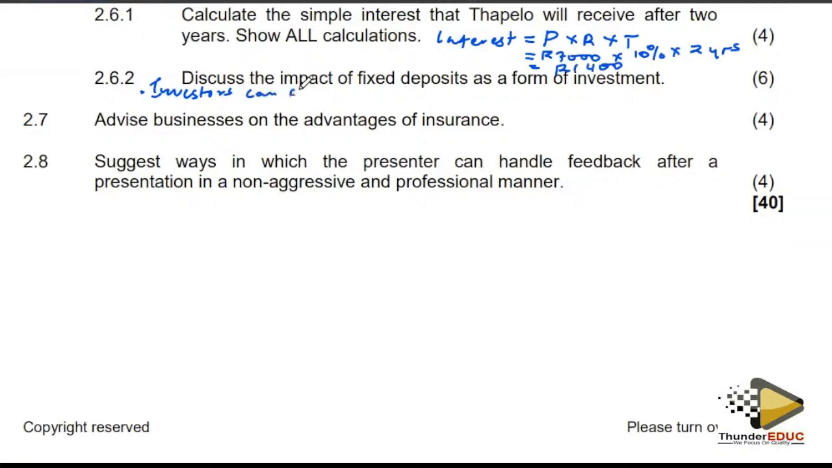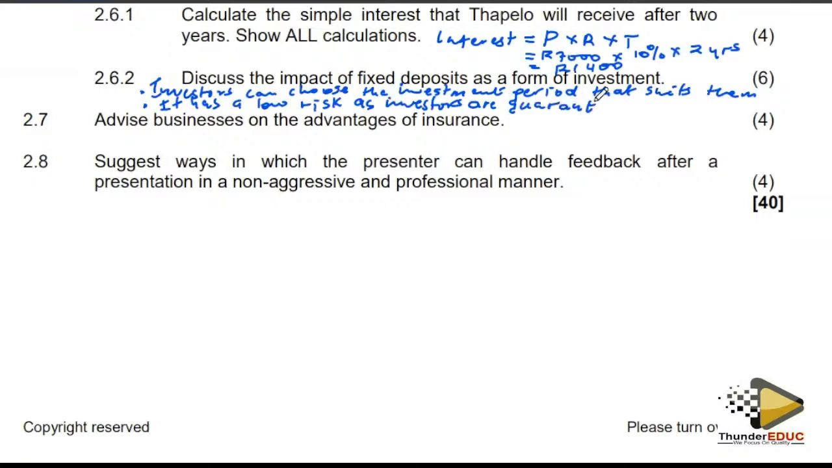can choose the investment period that suits them. Then the second one, it has a low risk, as investors are guaranteed the final payment.